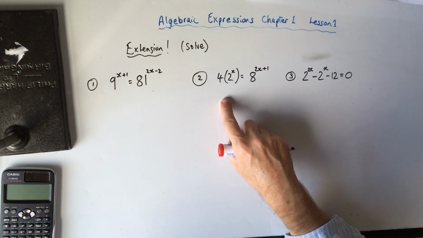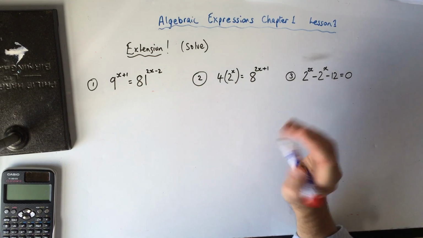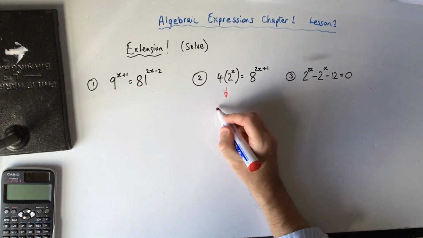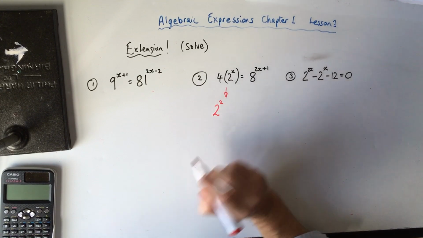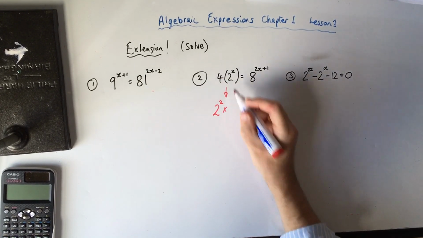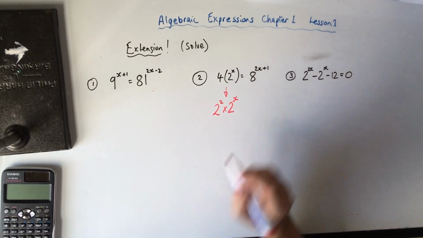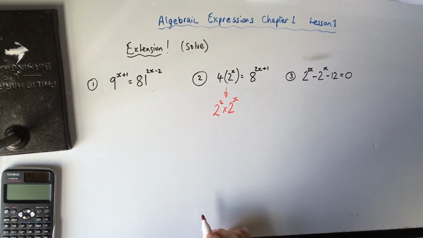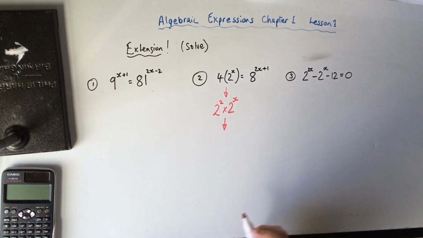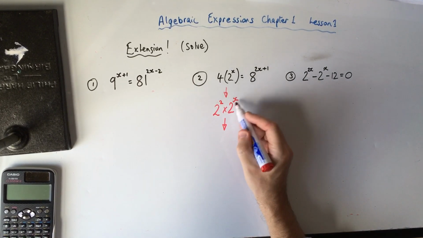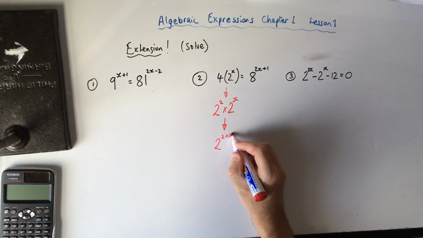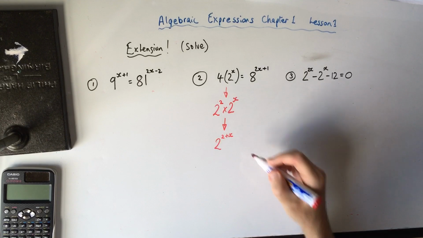Okay, this one is a tricky one, and it's whether you spot this. The 4, of course, is 2 squared. So this is 2 squared times 2 to the power of x. I don't know whether you spotted that. That's clever, isn't it? Which, of course, is 2, and you add the indices, so 2 plus x. Can you see? Isn't that clever?